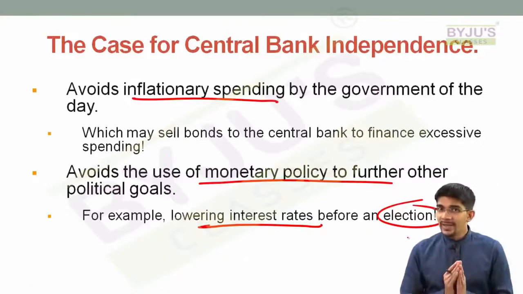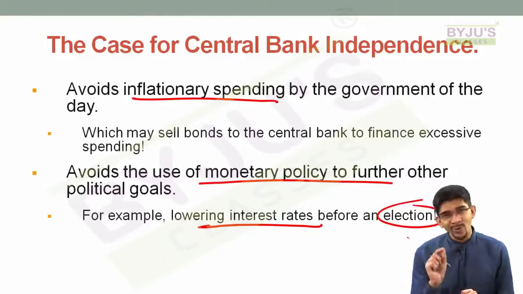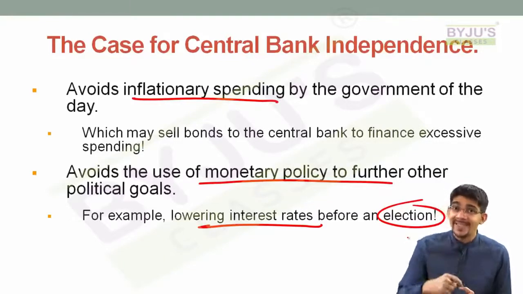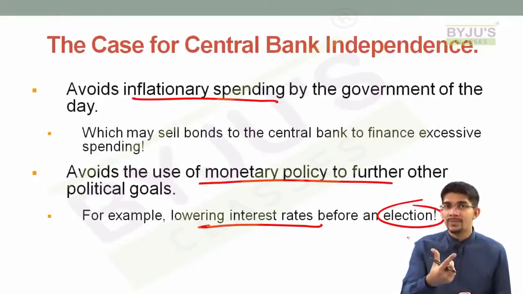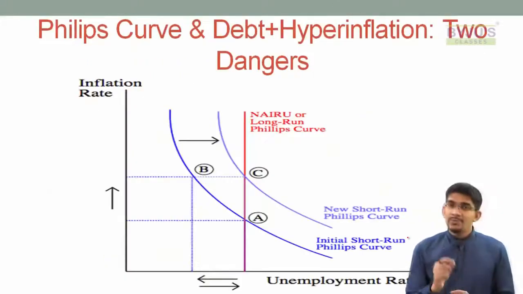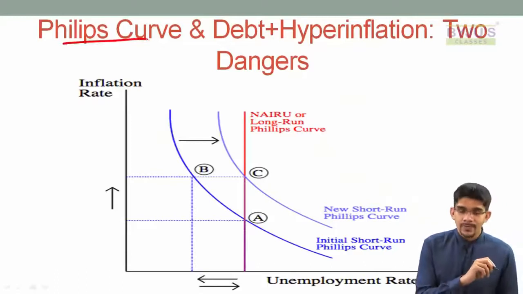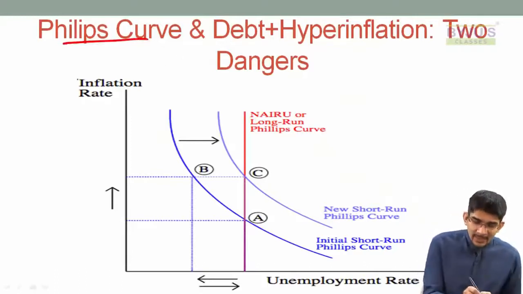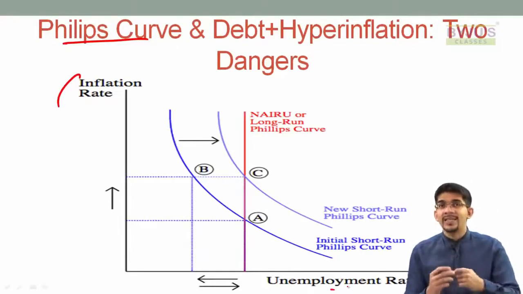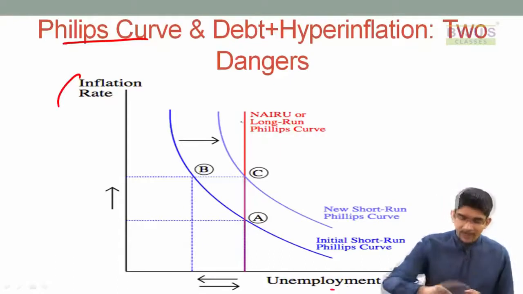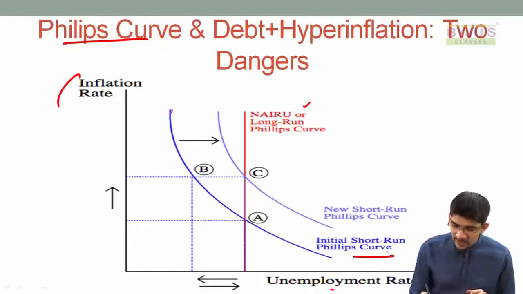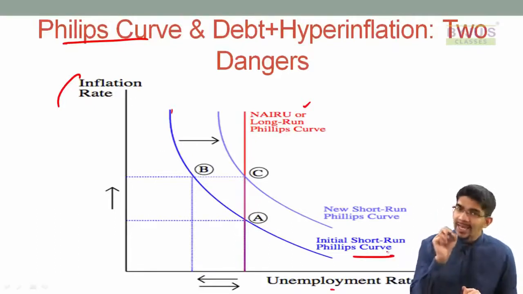Now let's look at the theory behind why governments might always end up misusing monetary policy. If the government is given power over monetary policy, governments have an automatic tendency to misuse that power. So let's see how that happens with a bit of theoretical understanding. An important concept in economics is something called the Phillips curve. It tells us the relation between inflation and unemployment. The Phillips curve tells us that inflation and unemployment are inversely related in the short run. So forget the straight line curve for now. Focus only on the blue curve, the initial short run Phillips curve, and let's see what happens.